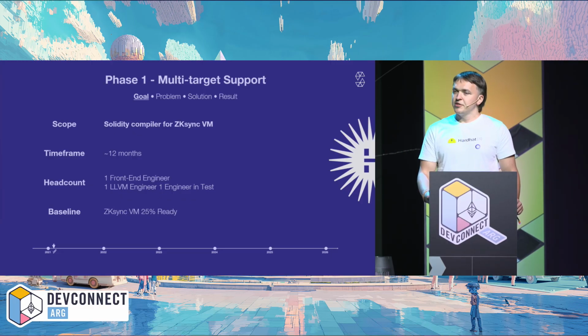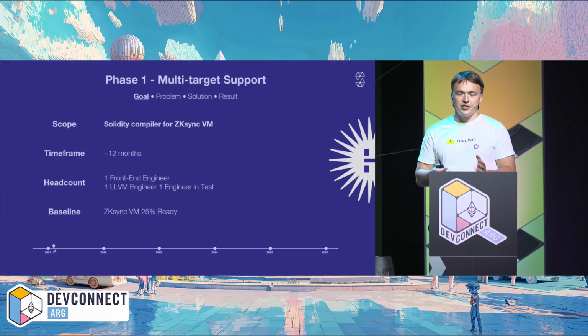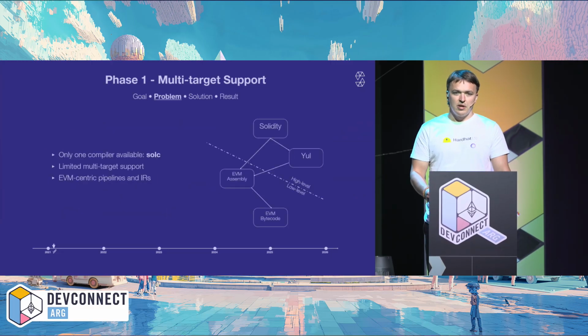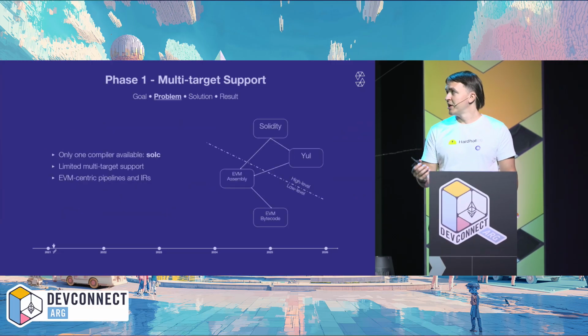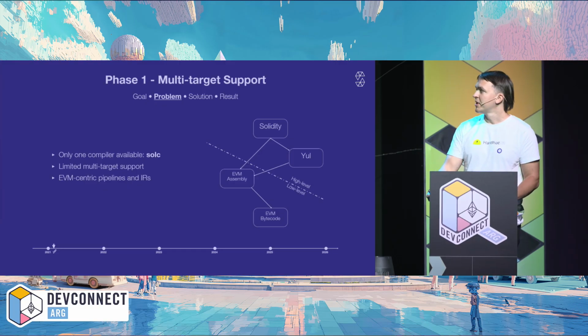The time frame was challenging, so at first we had no idea if we could do that, but we started to look around for the components we could reuse and deliver faster. At first, we looked at the solc compiler because it was the only compiler available back then. We looked if we could reuse it in a sense that it would emit a different bytecode, like a zk-sync VM bytecode. But unfortunately, its design was quite EVM-centric and tailored towards emitting EVM bytecode.